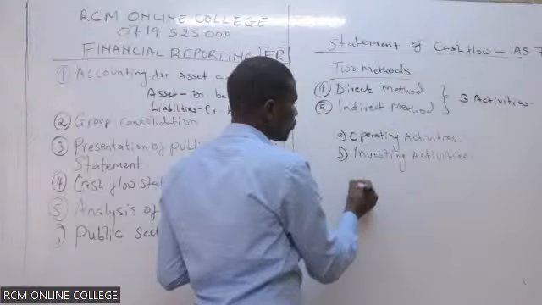Then we have financing activity as the third activity. Those are activities like issue of ordinary share, borrowing of loans, repayment, redemption of some debenture, and so on. Those are activities that we call financing activities.